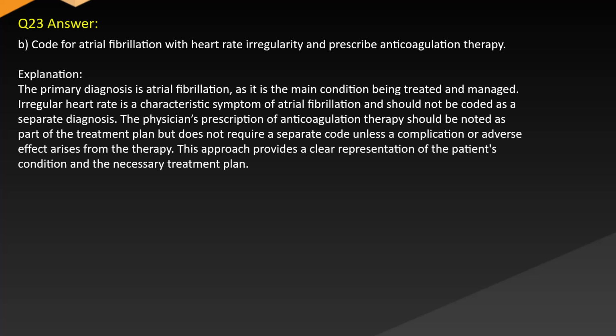Explanation: the primary diagnosis is atrial fibrillation as it is the main condition being treated and managed. Irregular heart rate is a characteristic symptom of atrial fibrillation and should not be coded as a separate diagnosis. The physician's prescription of anticoagulation therapy should be noted as part of the treatment plan. It does not require a separate code unless a complication or adverse effect arises from the therapy. This approach provides a clear representation of the patient's condition and the necessary treatment plan.